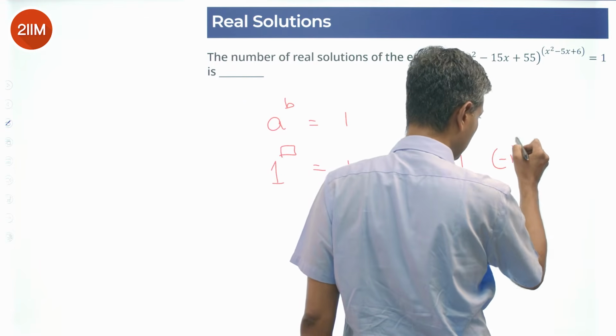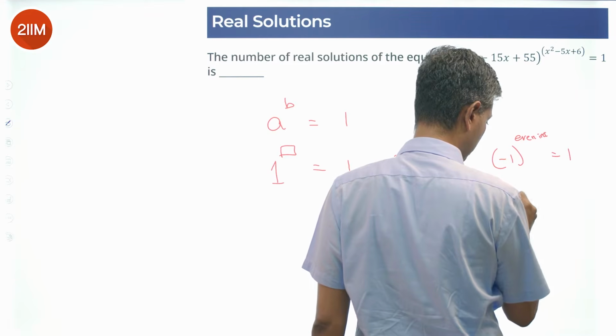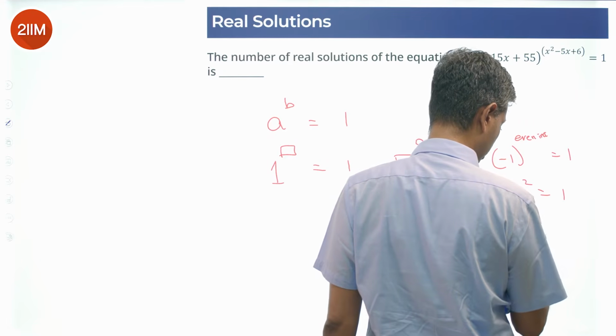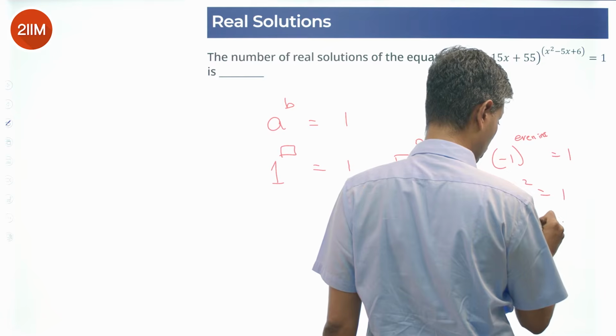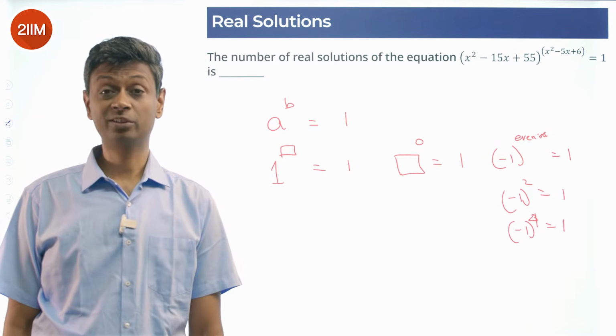Apart from this, there's one other way of doing this. Minus 1 power an even integer is 1. Minus 1 whole square is 1. Minus 1 whole cube is minus 1. Sorry, minus 1 whole power 4 is 1. Minus 1 power minus 26 is 1.